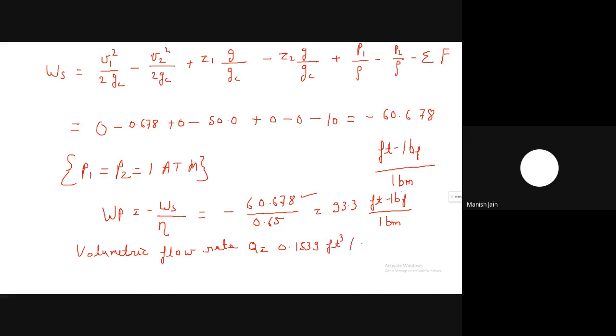The volumetric flow rate is 0.1539 feet cube per second. The density of the fluid, rho, is given as 114.8 pound per feet cube, lbm divided by feet cube. So when you multiply the volumetric flow rate by the density, it will convert into the mass flow rate.